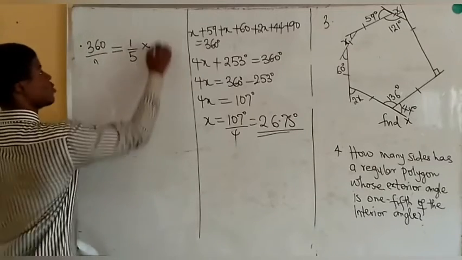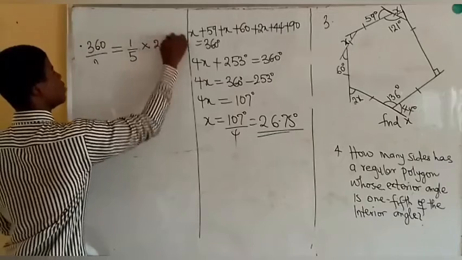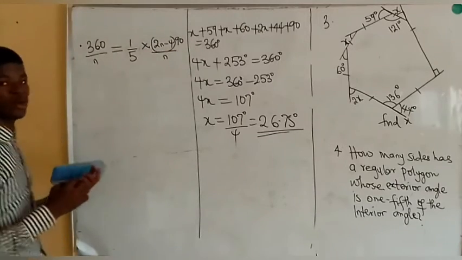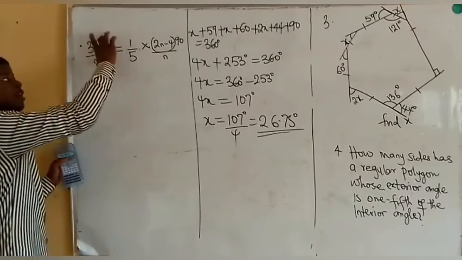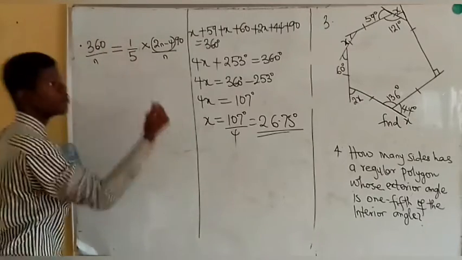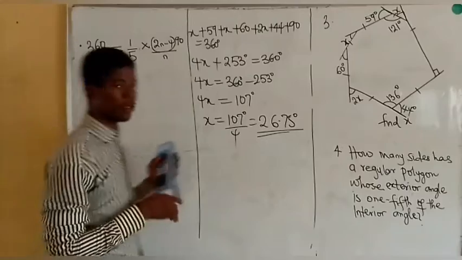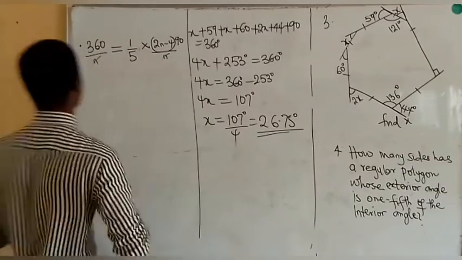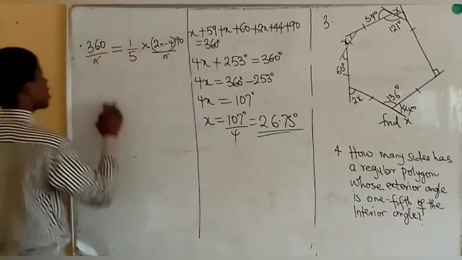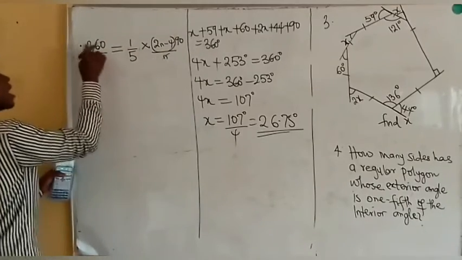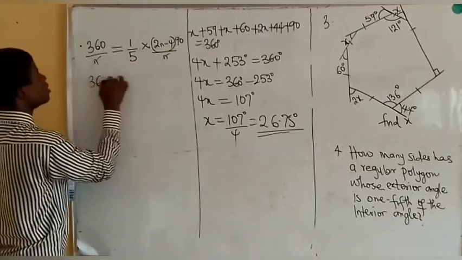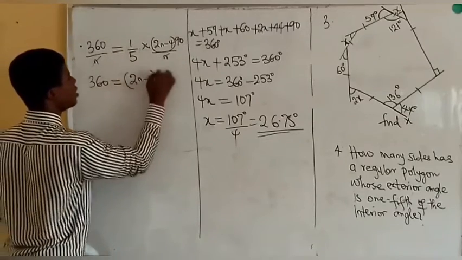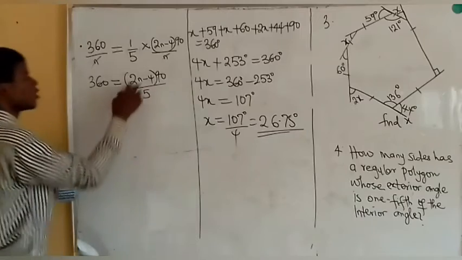And each interior angle is what? 2n minus 4 times 90 over n. That's what I'm saying. So each exterior angle here is 1/5 of each interior angle. This is what we are going to apply. So first of all, this n will cancel this n. Now this is the left hand side and this is the right hand side, so I can cancel out these two n. Now I have 360 is equal to 1 times 2n minus 4 times 90 over 5. Remember, we are looking for n.